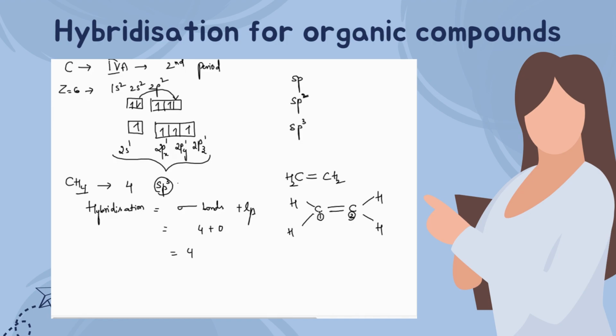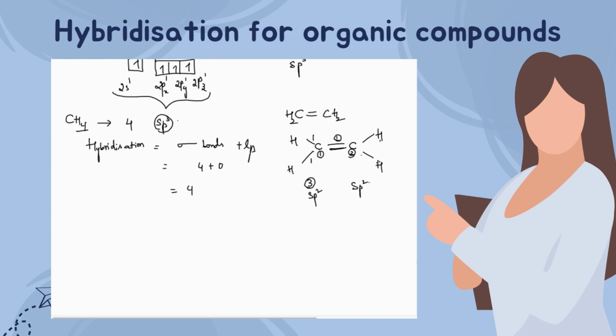Now look at the first carbon alone. There is one single bond, and one double bond. So 1, 1, 1 together it is 3 bond pairs. When the number is equal to 3, the hybridization is sp2. So the first carbon's hybridization is sp2. Similarly, the second carbon also has 2 single bonds with 2 hydrogens and one double bond with carbon. So the hybridization of both the carbons in the ethylene molecule is sp2.